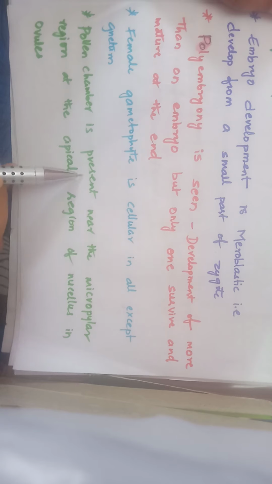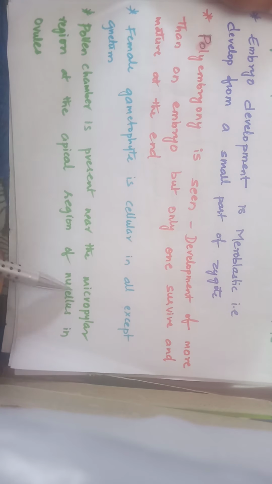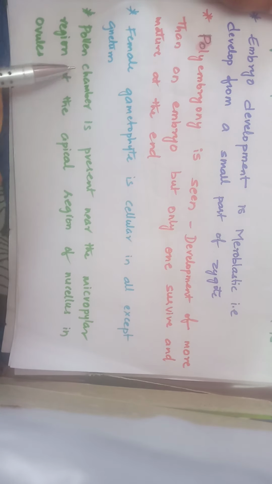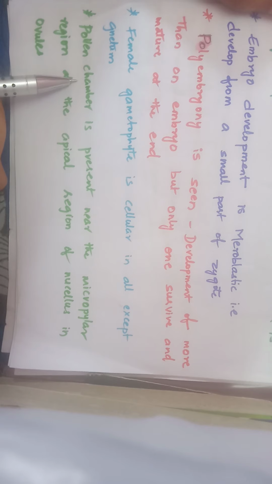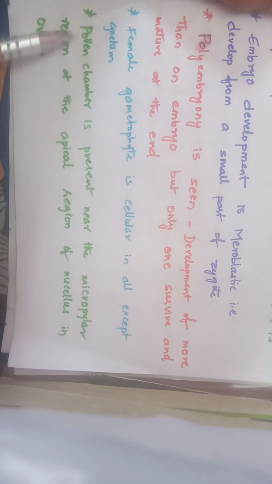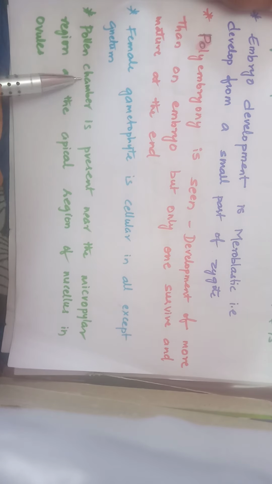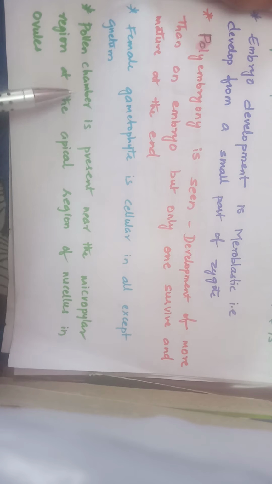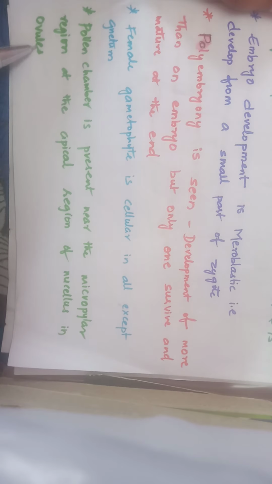Pollen chamber: it is produced near the micropylar region of the ovule. What is the function of the pollen chamber? As we already discussed, there is no stigma and style, so there is no stigma to receive the pollen. So here there is a specific structure known as the pollen chamber. It is present in the micropylar region of the ovule.